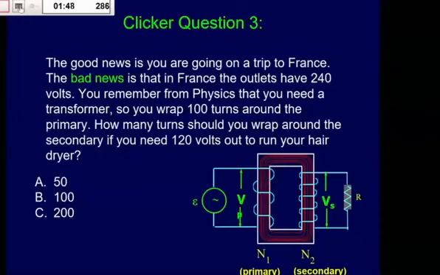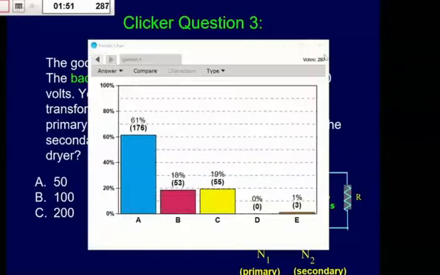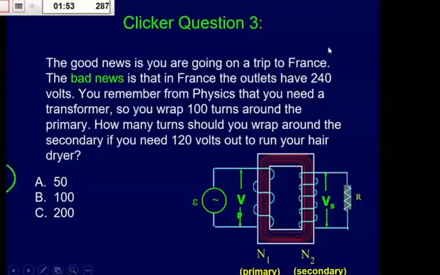I think that's most everybody, and I do believe I agree with the majority, so that's great.